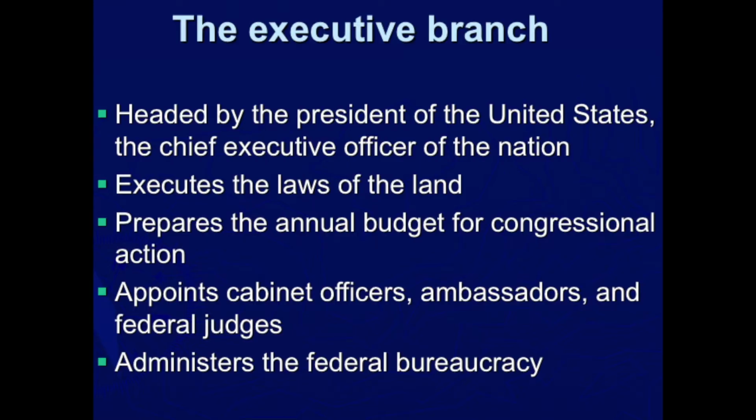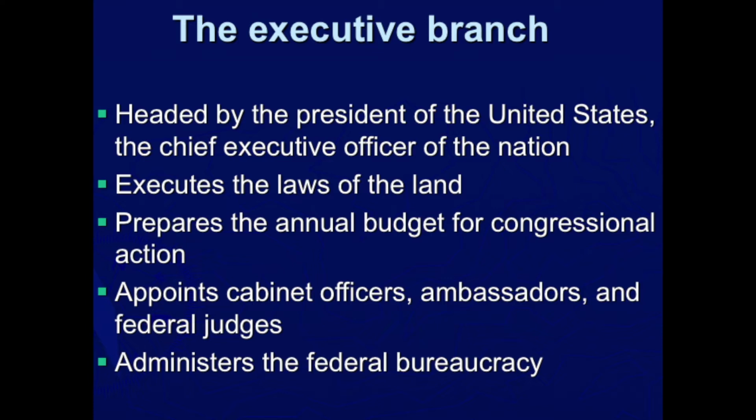So then we got the last power, which is administer the federal bureaucracy. And what this pretty much means is that the executive branch watches over executive departments, like I say, the education department, the public health department, the public safety department. The executive branch makes sure each and every one of these departments are doing what they are supposed to do to meet the needs of the people. Okay, and making sure that they are executing.